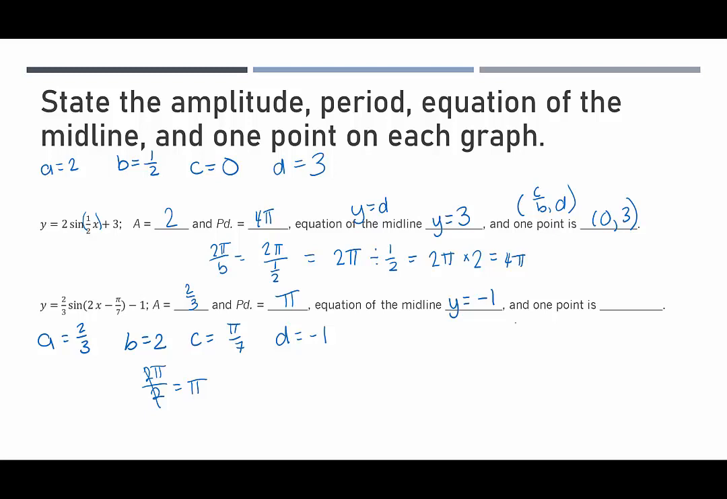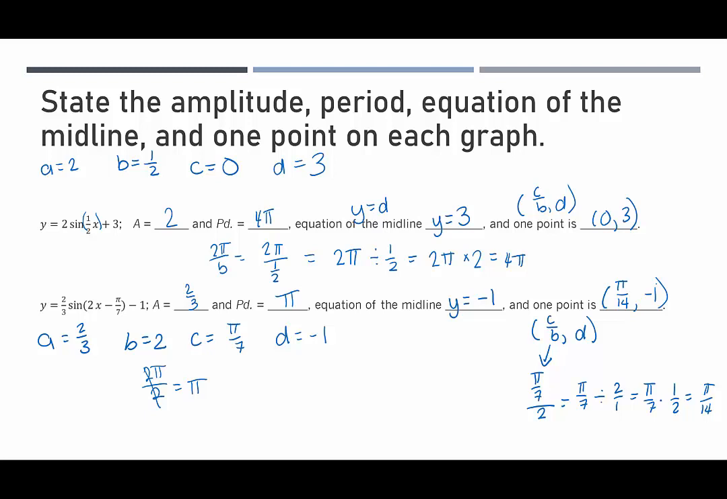The equation of the midline is going to be y equals d, so this will be y equals -1. And how about this single point? So for this point, we're going to do c over b, that phase shift, comma, the value of d. So c over b will be pi over 7 divided by 2, another complex fraction, so we have pi over 7 divided by 2 over 1. We can multiply by the reciprocal. We get pi over 7 times 1/2, and we end up with pi over 14. So this is going to shift pi over 14 units to the right and down 1 unit. Instead of starting at 0, 0, we're going to start this period at pi over 14, comma, -1.